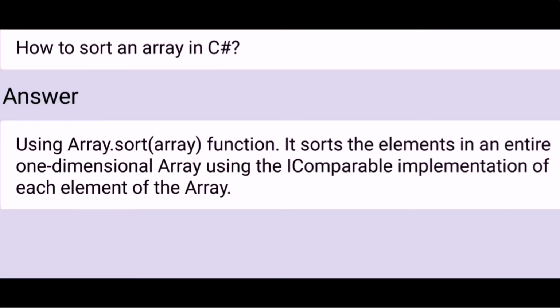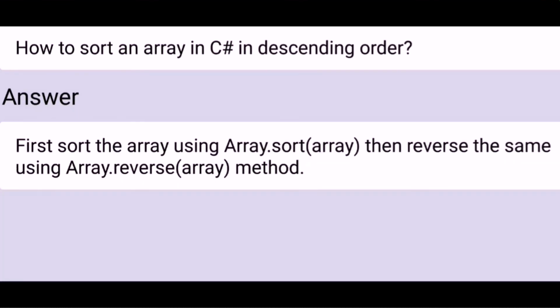How to sort an array in C#? Using the Array.Sort function, it sorts the elements in an entire one-dimensional array using the IComparable implementation of each element of the array. How to sort an array in C# in descending order? First, sort the array using Array.Sort, then reverse the same using the Array.Reverse method.